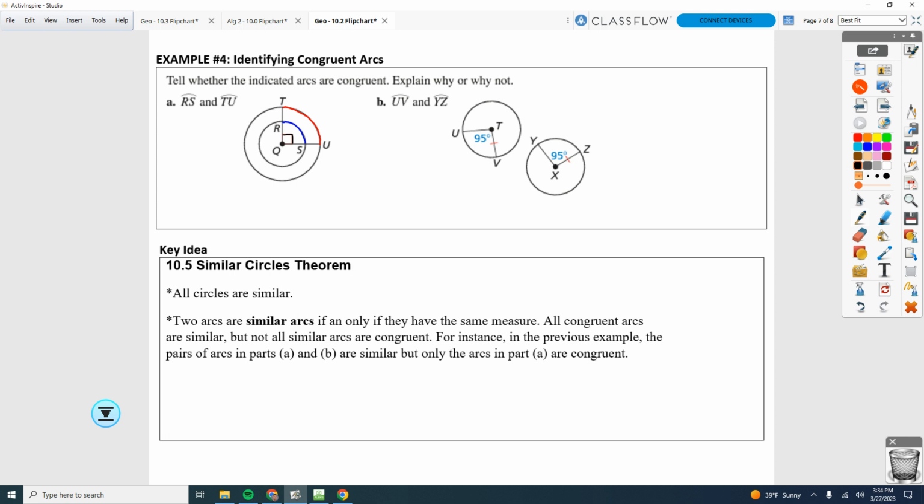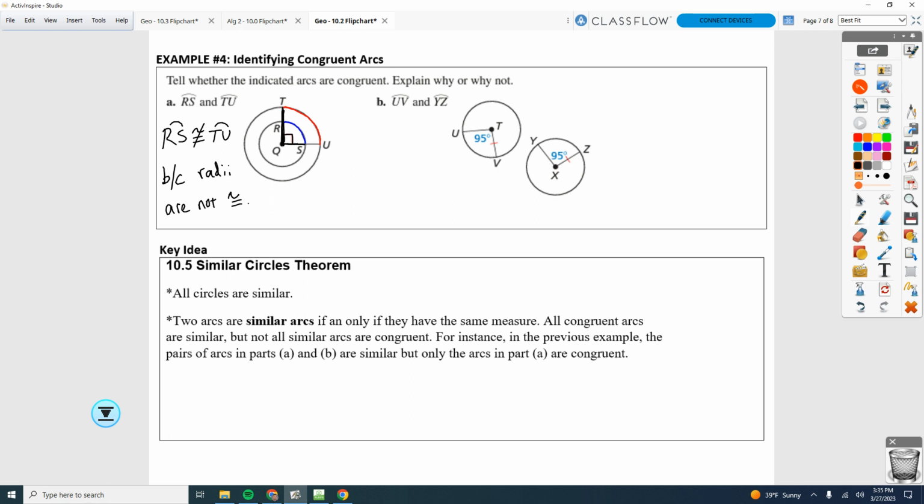Well, just because they're the same arc measure does not mean that the arcs are congruent. And the reason for that is this one has a bigger radius, and then this one has a smaller radius. So they are not going to be congruent. So I'm going to put congruent and then cross it off. They're not congruent because the radii are not congruent. So the radii have to be congruent. They have to be the same circle.